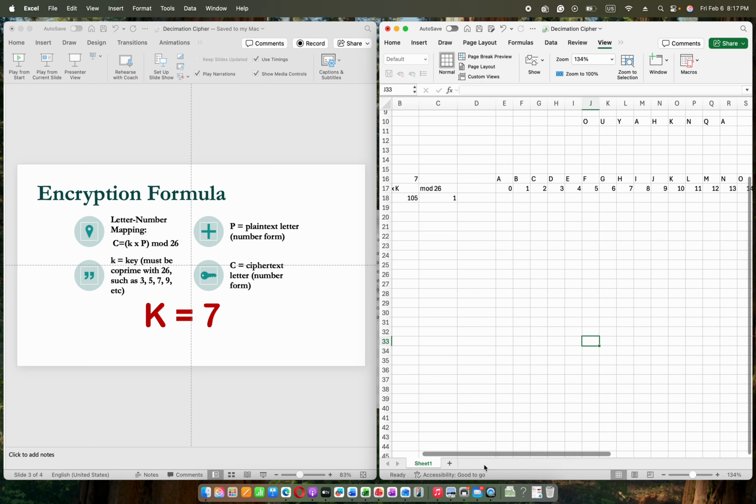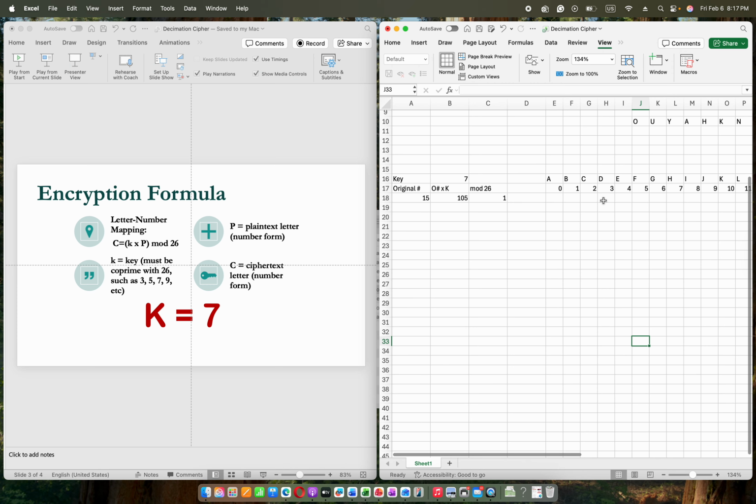And so in order to encrypt this, we have to have a key that is co-prime with 26. So that would be like 3, 5, 7, 9, 11, anything up to 25 with the exception of 13, because 13 goes into 26 twice.